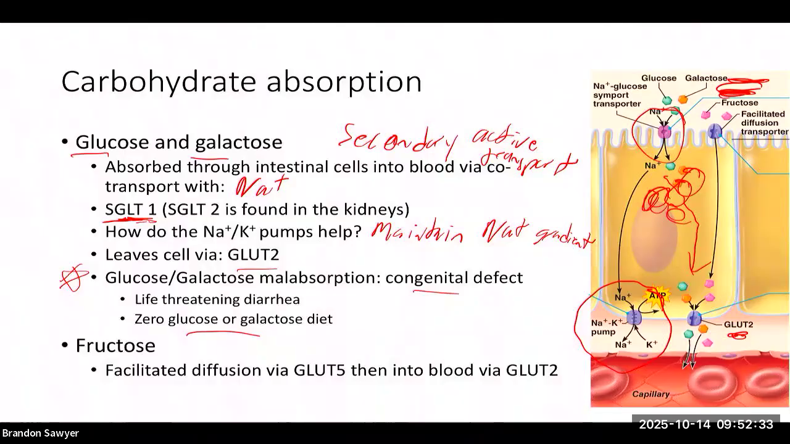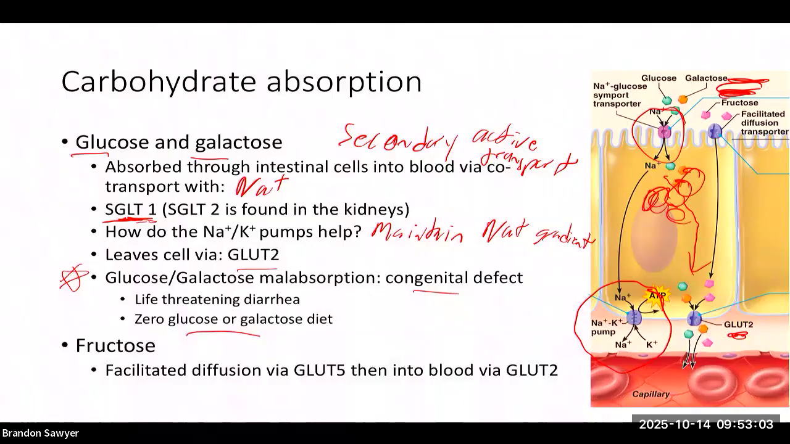Yeah, other questions on that? Yeah, go ahead, Camille. This one right here, the SGLT1. I think it stands for sodium glucose transporter. This one is just like a general name, but it's talking about this one right here.